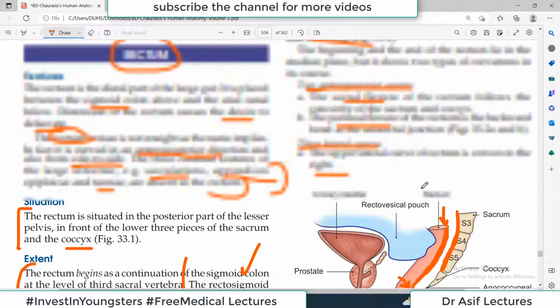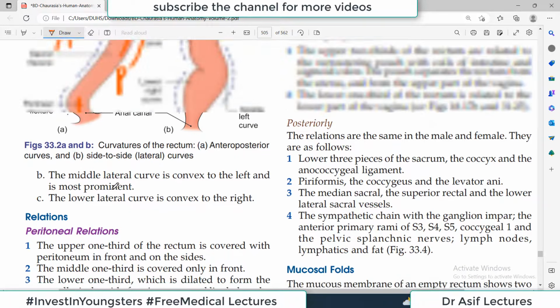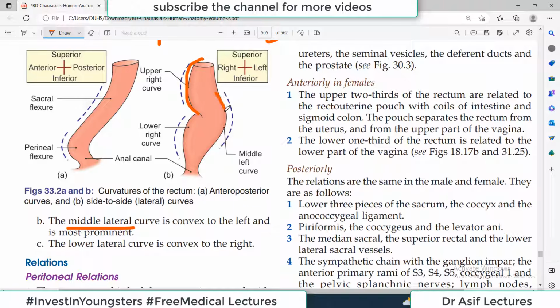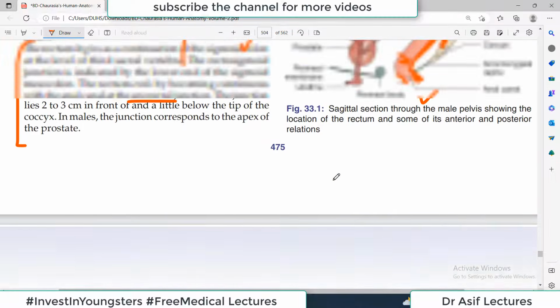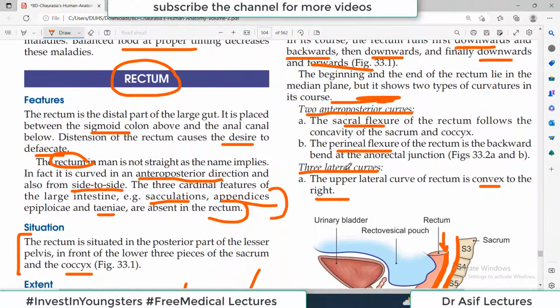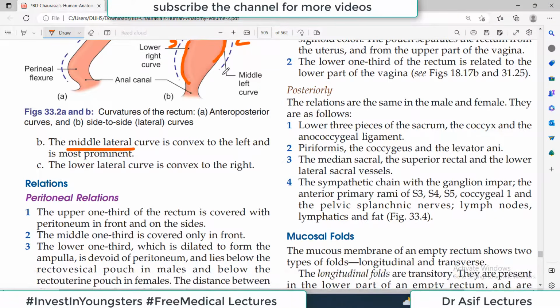So that's the first curve, number 1. The first is the upper lateral curve of the rectum, convex to the right. The second is called the middle lateral curve. It is convex to the left. So you see here, this is convex to the left side, and then the lower lateral curve is again convex to the right side. So these are three curves: curve number 1, curve number 2, and curve number 3. So remember, the rectum is not a straight structure. It has 2 anterior-posterior curves and 3 lateral curves. Okay, these are explained very nicely diagrammatically here.